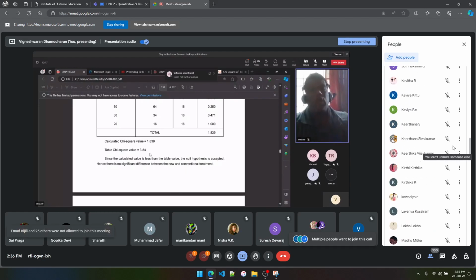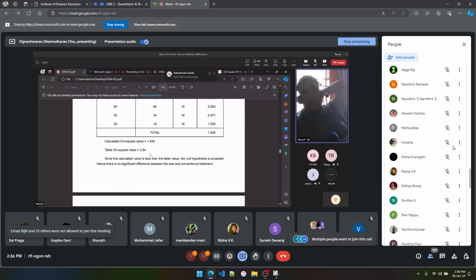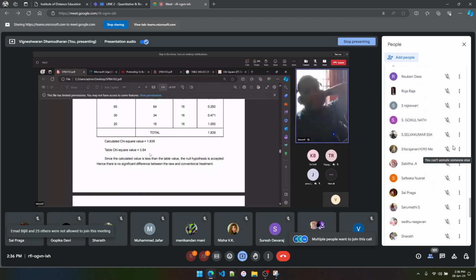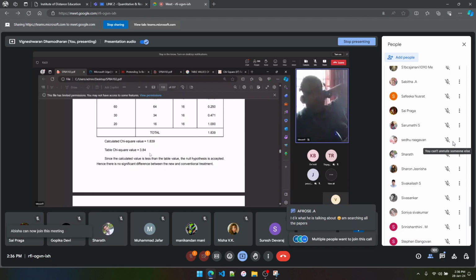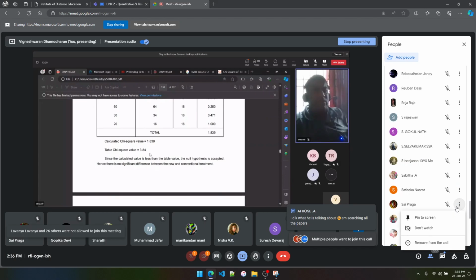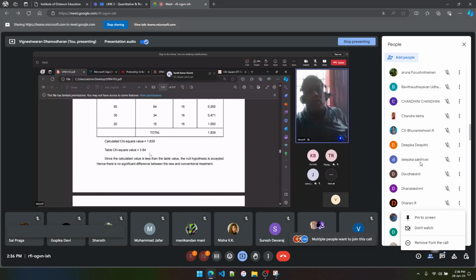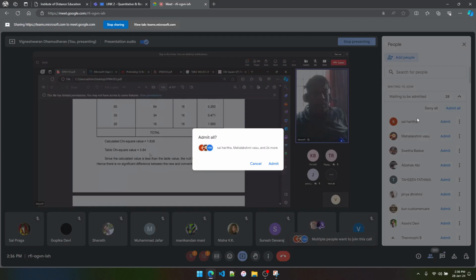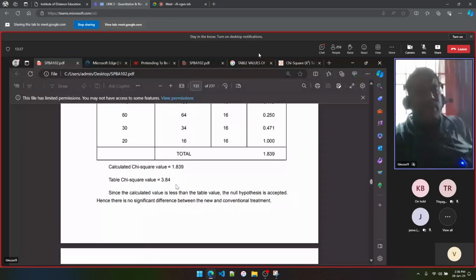See here, since the table value is greater than the calculated value, the null hypothesis is accepted. Therefore, we have to say that there is no significant difference between new and conventional treatment.